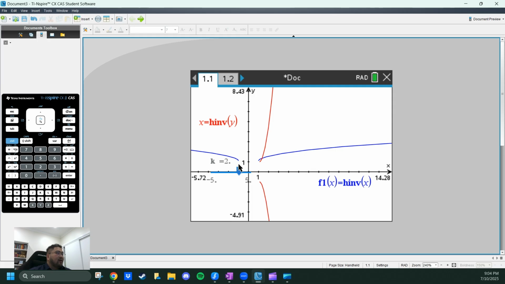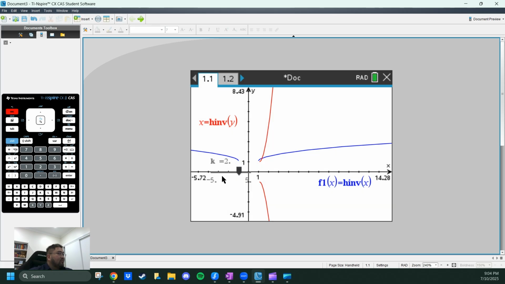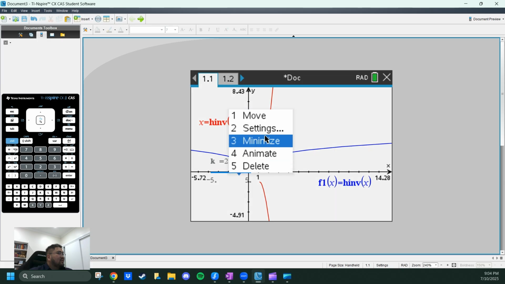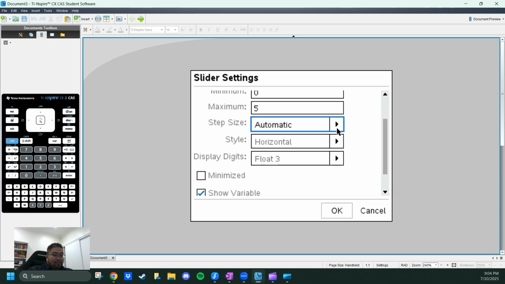And this slider is not very nice in the fact that the intervals are very large. So what we can do is press Control menu on the slider, and you can change its settings. So Control menu on it, settings, and the variable is still k. We want to change the minimum to 0, all the way up to, say, 5. And for the step size, we want to have 2 decimal places because that does say that in the question. So 0.01.